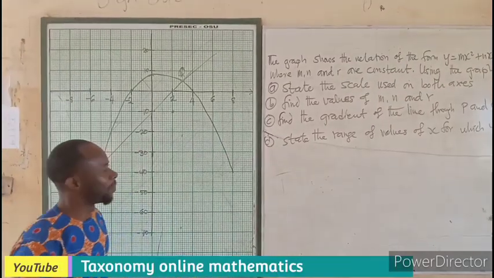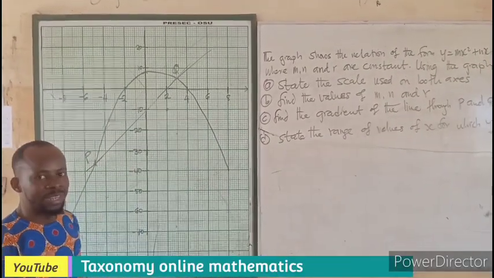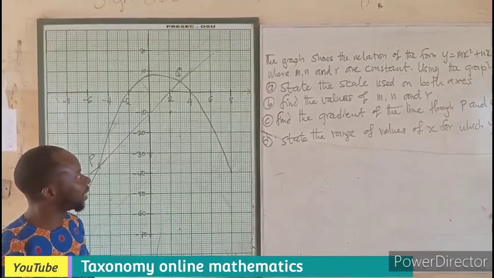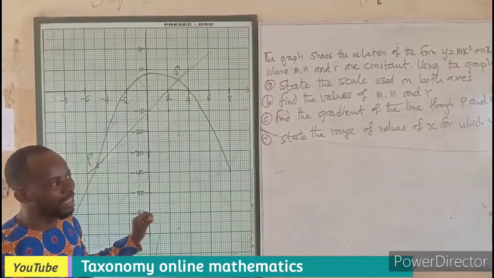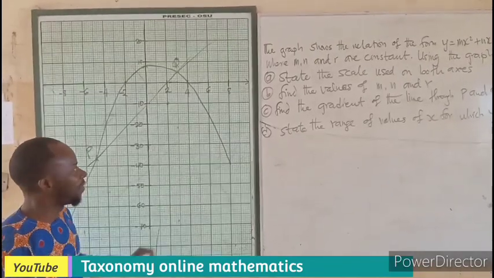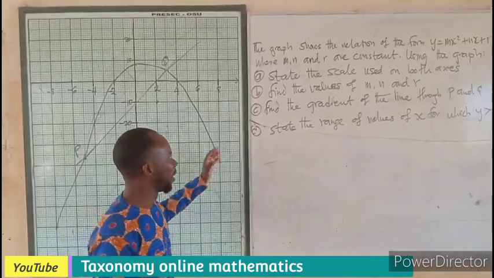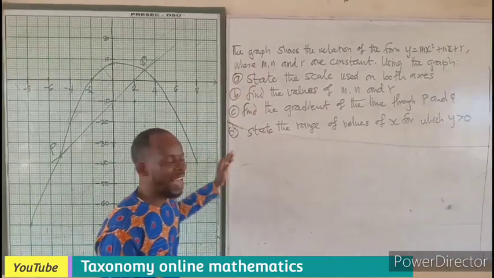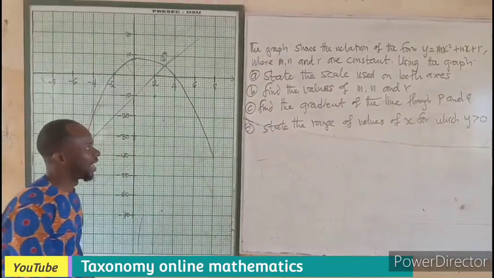Welcome to Taxonomy Online Mathematics. We are still on the trending WASSCE question number 6. Interestingly, this is on a quadratic graph, but the graph has been given to us. We are only supposed to use the graph and find solutions.